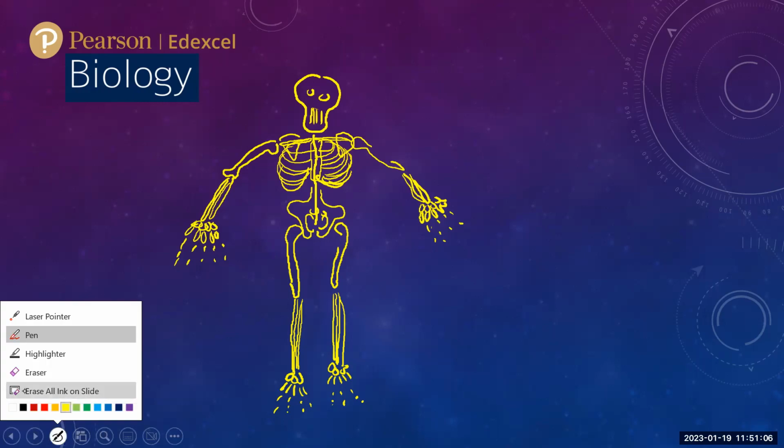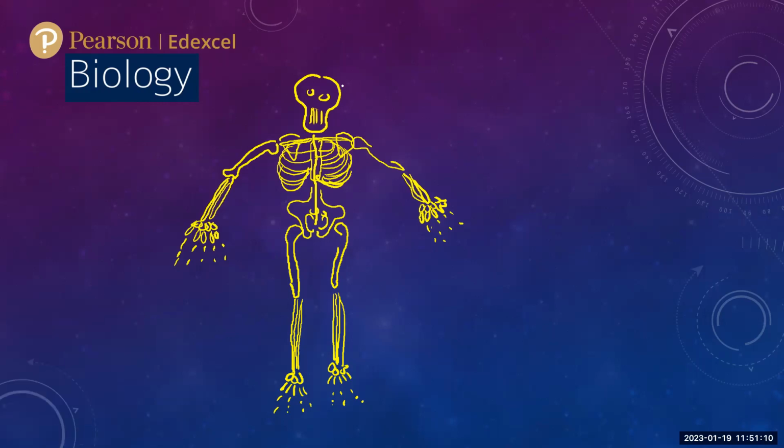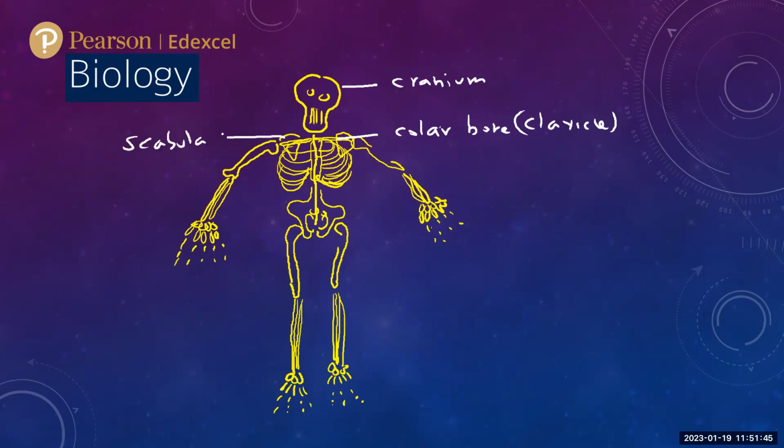Now we try to name these bones like this. The bone which makes the head region, the complete bone, is called cranium. And the front side, this bone is called collarbone, or clavicle. Behind, the big bone is scapula. And the one which is in the front side, this one is called sternum, and these are the ribs. And back side, we have a vertebral column.